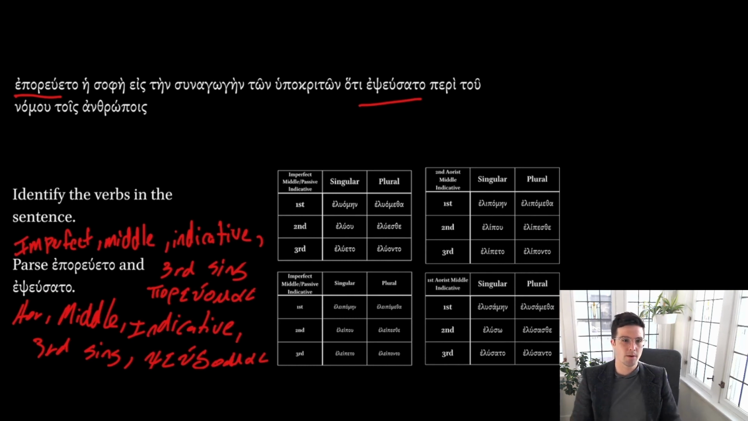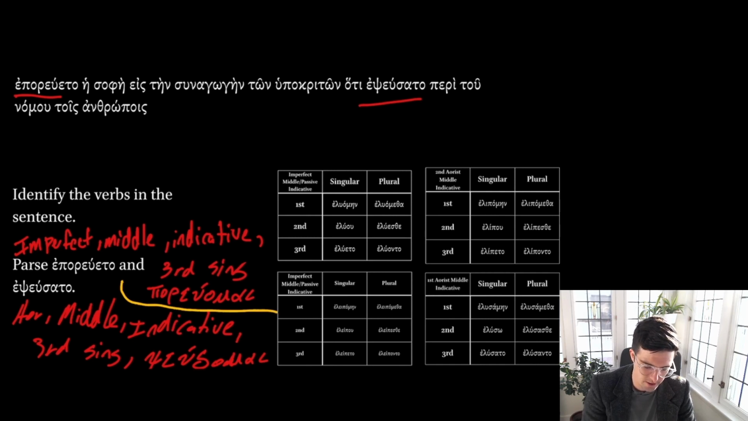All right, this is what we have for parsing information. Sorry, this is a little bit unclear. Let me draw a line here. This one is going to be for our first verb, eporeueto. We have an imperfect middle indicative, third person singular, from poreuomai, which means I go or depart.